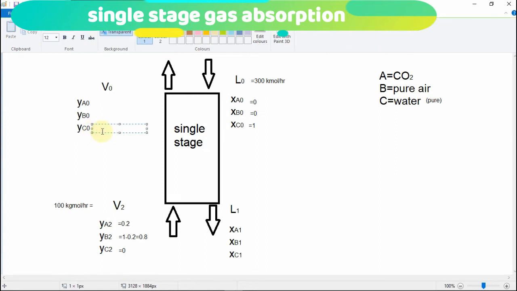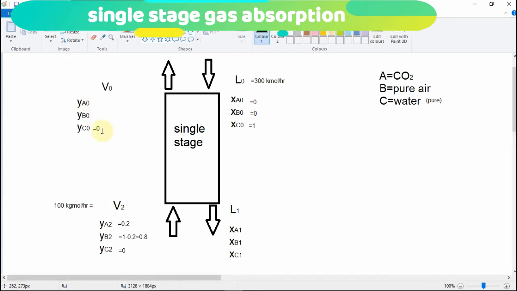Same goes for this one. The value for YC naught is equal to 0, because the water, which is in liquid phase, does not exist in the gas stream, which is V naught. So this is the gas outlet stream, and we only have values for YA naught and YB naught. Although the question did not give you these values, this is the value that we can put in the diagram.